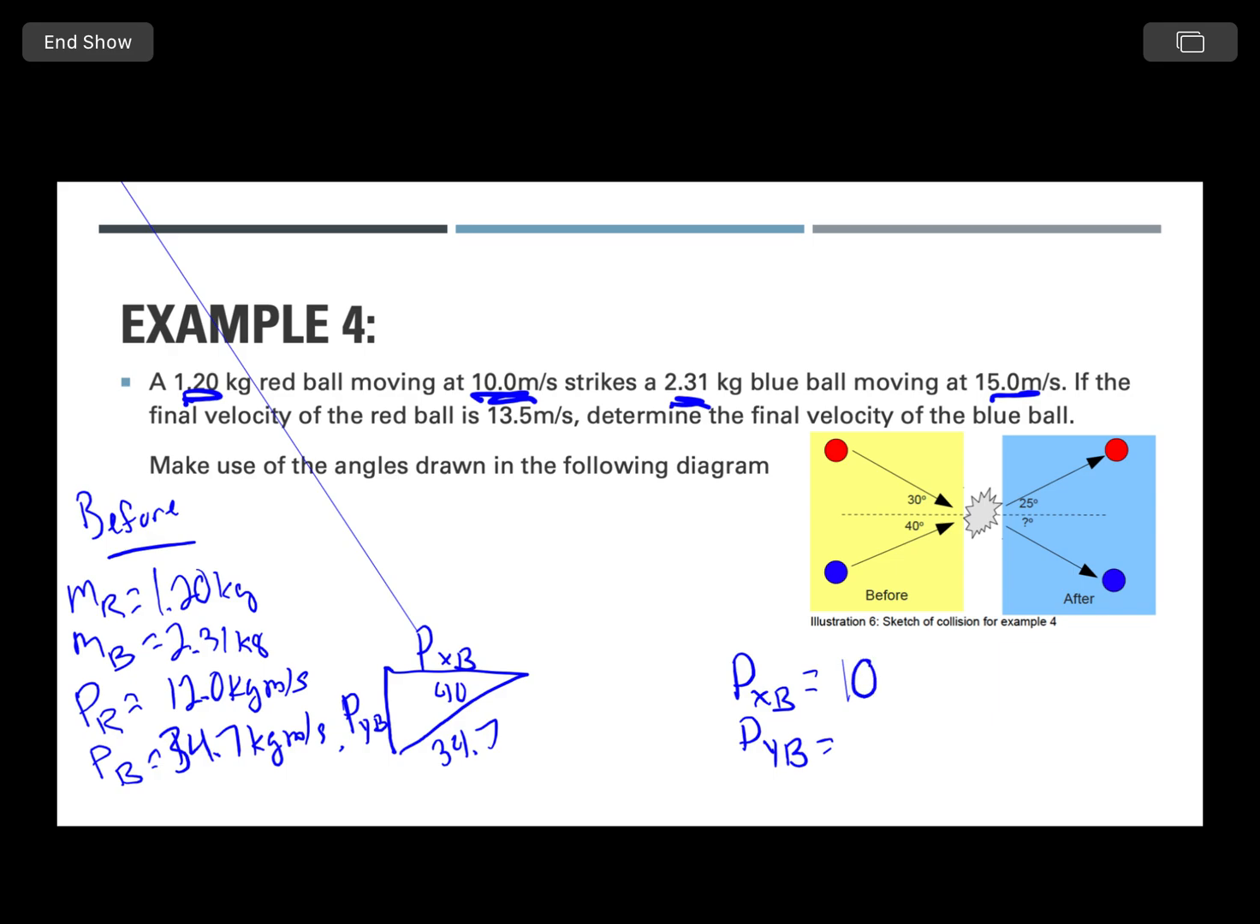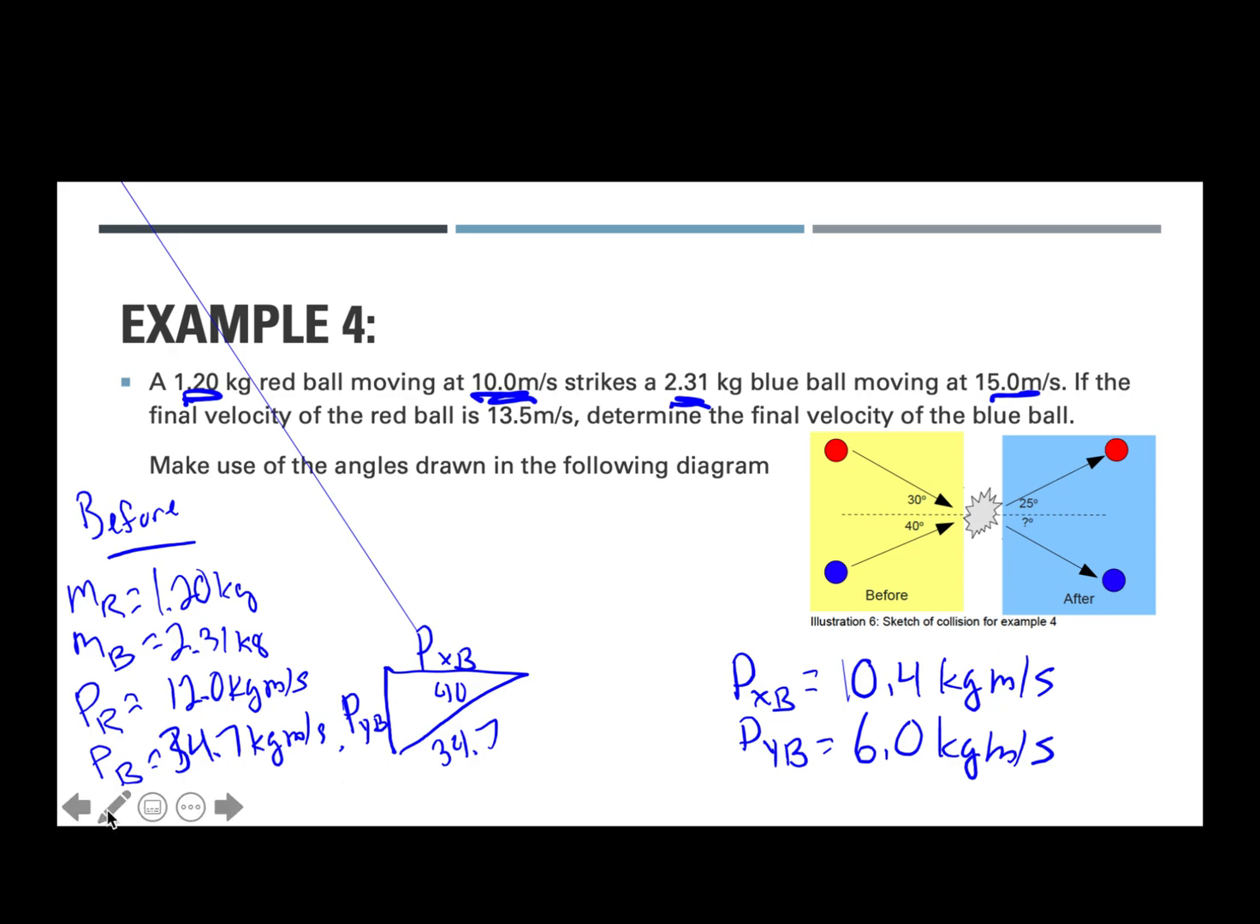Okay, 10.4. That's about what I got, and 6.0. All right. Now, I want you to see if you could pause and see if you do the same for the red.